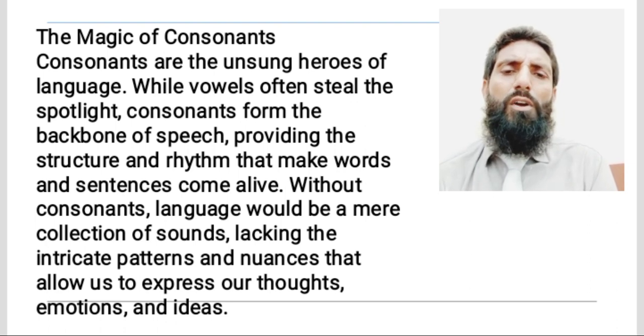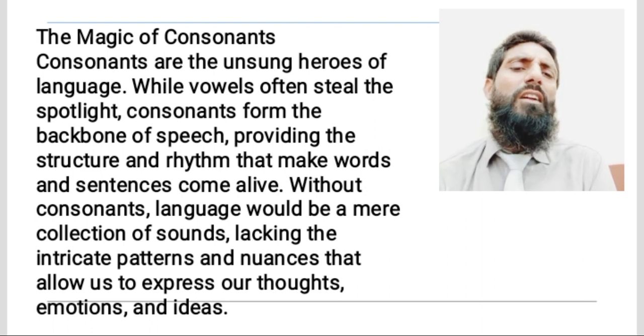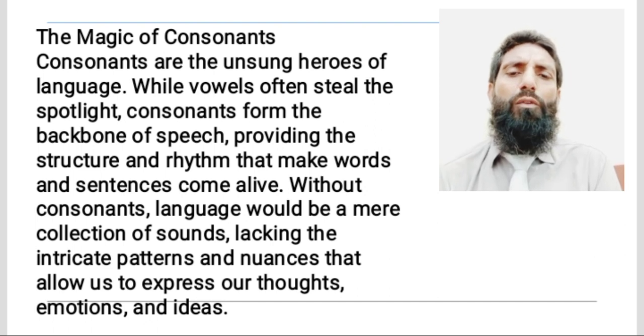So that's why consonants play the role of a backbone in speech, providing the structure and rhythm that make words and sentences come alive. If your words are alive, if your words are in appropriate forms, it is just because of the role of consonants. So without consonants, language would be a mere collection of sounds.